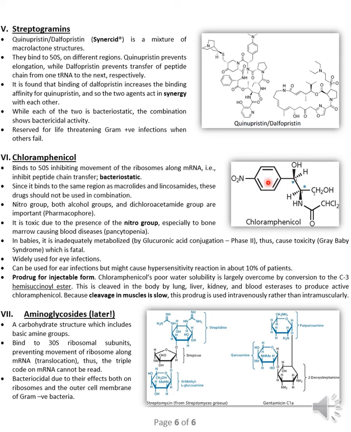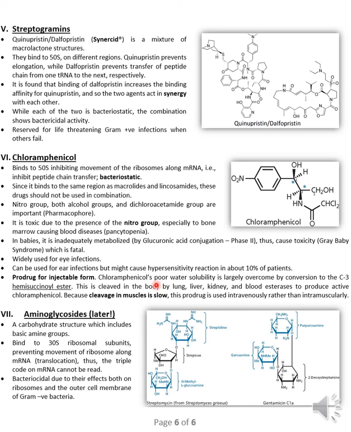Just for your information. Also, in babies, because this drug is metabolized through glucuronic acid, and this step is not completely mature in babies, the drug is not properly metabolized, so this can cause toxic effects such as gray baby syndrome, which could be fatal. So this drug should be avoided in babies. It's widely used for eye infection and could be used for other infections as well. It can have a hypersensitivity reaction in about 10% of the people.